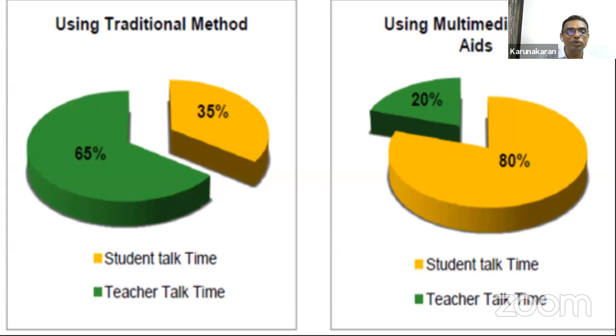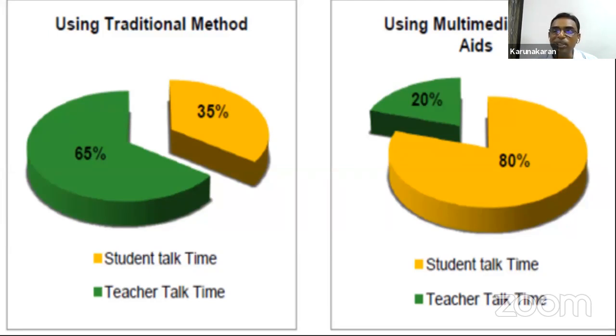using the traditional method, the teaching was actually teacher-centered. Traditional methods like chalkboard, textbook, even the overhead projector. They are teacher-centered teaching aids. You see, the teacher always talked. I mean, teacher talk time was more than the students' talk time. According to the students' response, 35% students talked. 65% teachers used to talk.